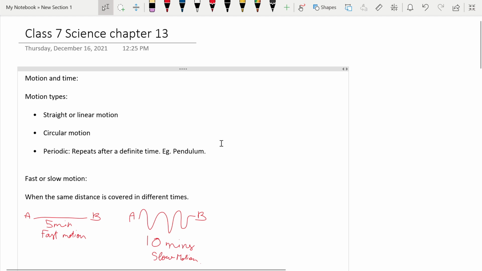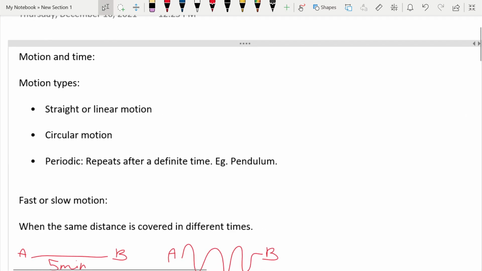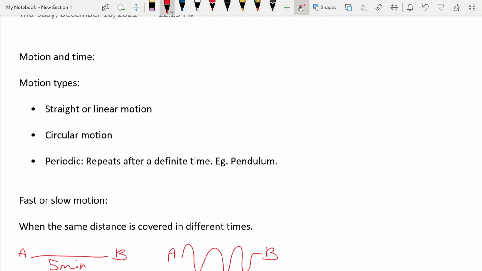And welcome back. In today's video, we're going to be exploring Class 7 Science Chapter 13, Motion and Time. Now there are three types of motion that we're going to be covering in this chapter. The first type is straight or linear motion. Straight or linear motion just tells us that the motion type is going to be straight. So the object is going to be traveling in a straight line.